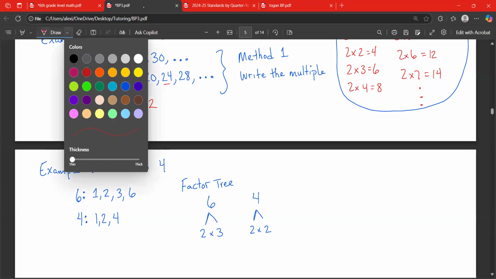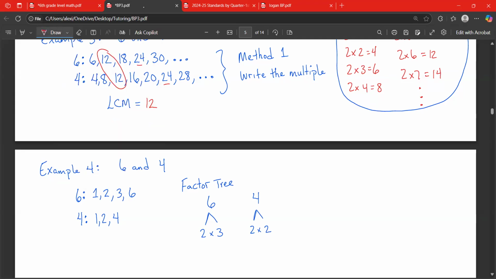I do like method one better if you want my opinion. Okay, so now you might be wondering why I'm not writing 1 times 2 underneath the 2 and 1 times 3 underneath the 3. That's because once I have prime numbers, I can stop. 2 is prime, 3 is prime, 2 is prime, 2 is prime. So now here's the trick. You want to multiply the factors together, but you don't want to multiply by the repeated factor.